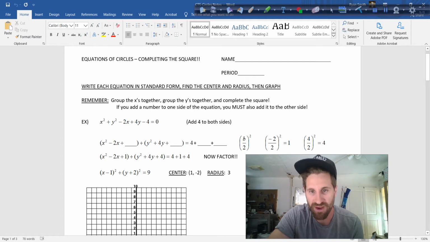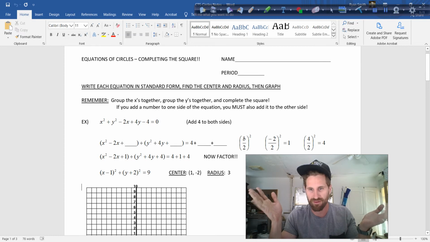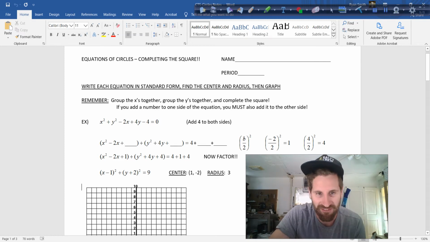Now we're going to do the b divided by 2 to complete the square. So the first one we're going to do negative 2 divided by 2 squared is 1, and then here we have 4 divided by 2 squared is 4. And so they plug 1 and 4, but whatever you do to one side, you do to the other side. Okay? And then factor this.